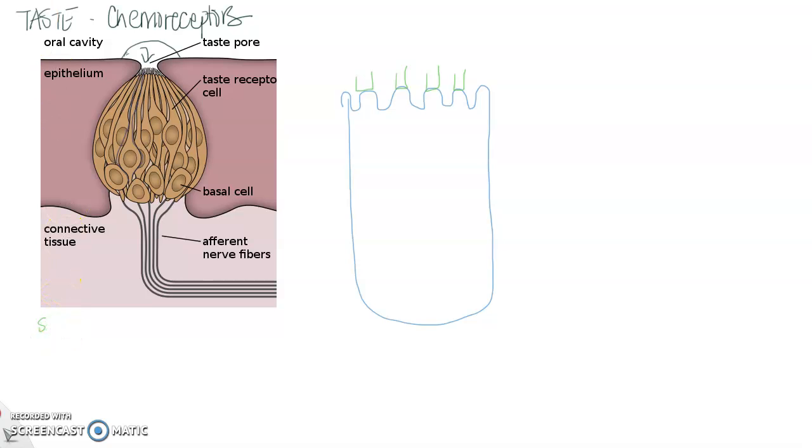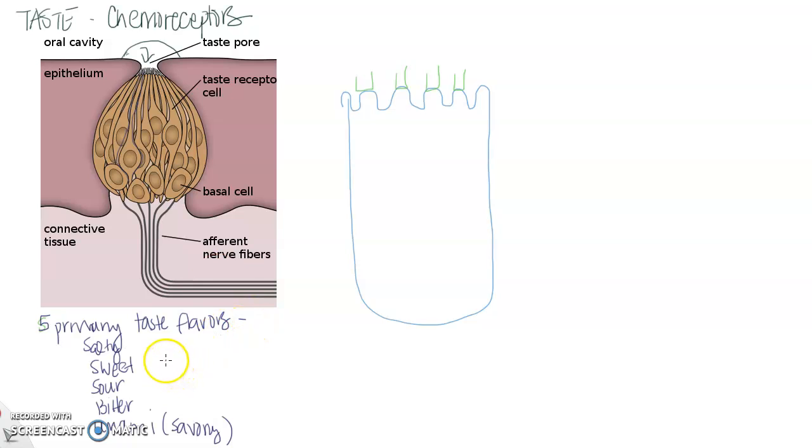And the tastes that you experience are combinations of 5 basic primary taste sensations. All right, so the 5 primary taste flavors are salty, sweet, sour, bitter, and umami. And umami is really the only way to describe it, I would guess, is savory. But it's called umami. So these cells have receptors, or 13 types of receptors that take in these different flavors.